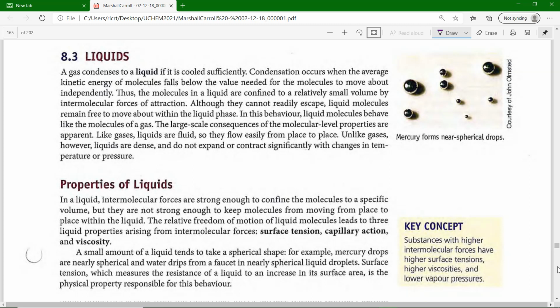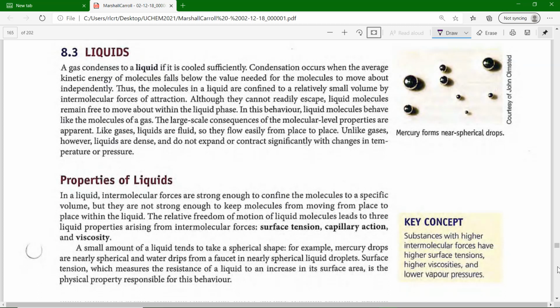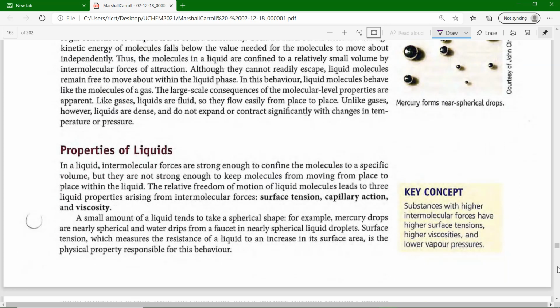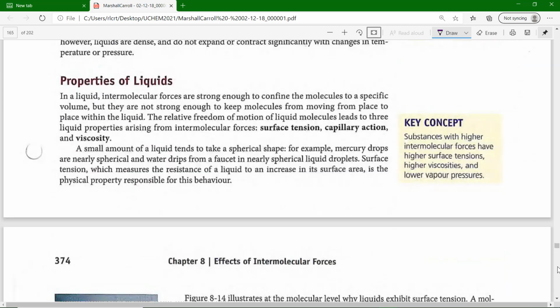Liquid molecules move freely around in the liquid phase, and they are fluids because they can flow easily from place to place. So when you talk about a fluid, you're talking about anything that flows, whether it is a liquid or a gas. Something that flows is a fluid. Gases are less dense than liquids. Liquids don't expand or contract significantly with changes in temperature or pressure.